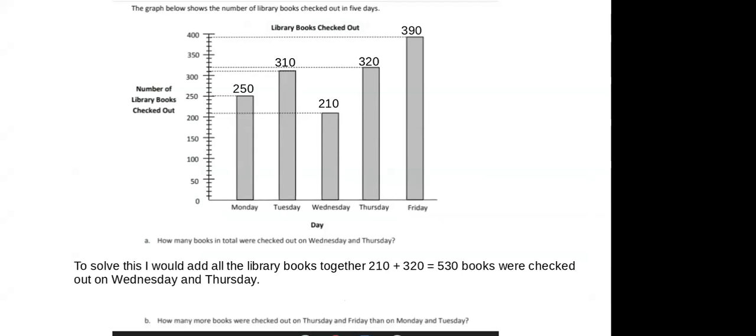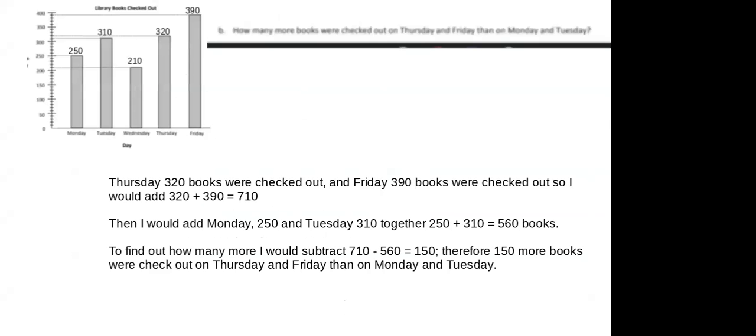How many more books were checked out Thursday, Friday than on Monday, Tuesday? Thursday, 320 books were checked out, and Friday, 390 were checked out. So I add those two together. 320 plus 390 would equal 710. Then I would add Monday and Tuesday together, 250 plus 310 for a total of 560. To find out how many more were on Thursday, Friday than Monday, Tuesday, I would then subtract 710 minus 560, which would give me 150. Therefore, 150 more books were checked out on Thursday and Friday than on Monday, Tuesday.